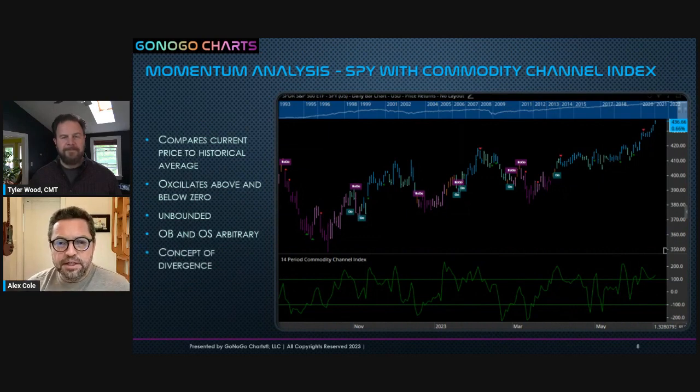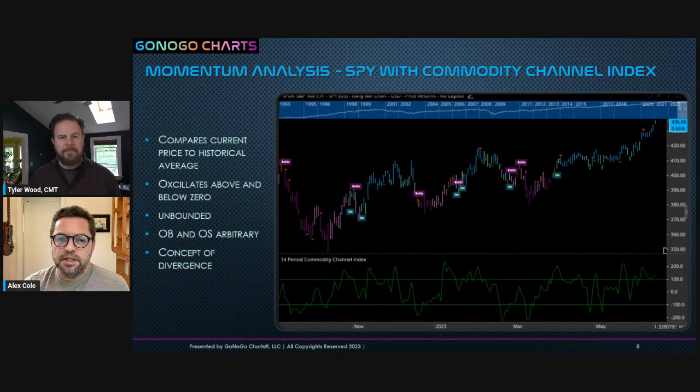The commodity channel index compares current price to its historical average. And we see a lot of people doing that visually on charts by just sort of eyeballing how far away is price from a moving average. And then they say, well, it's got to come back to its mean. And that kind of thing can be captured with this index. And with the commodity channel index, that's exactly what it does.